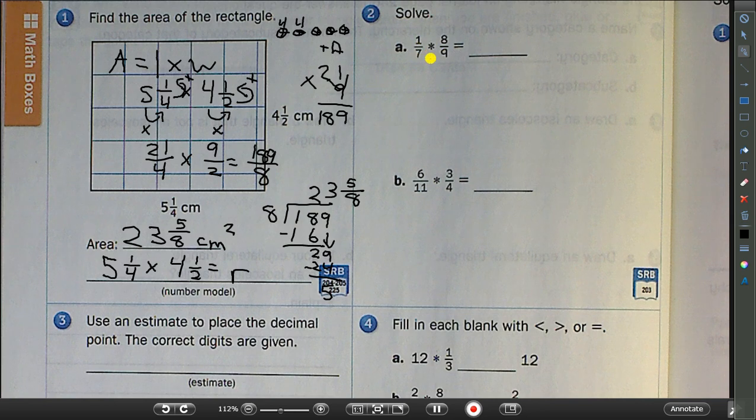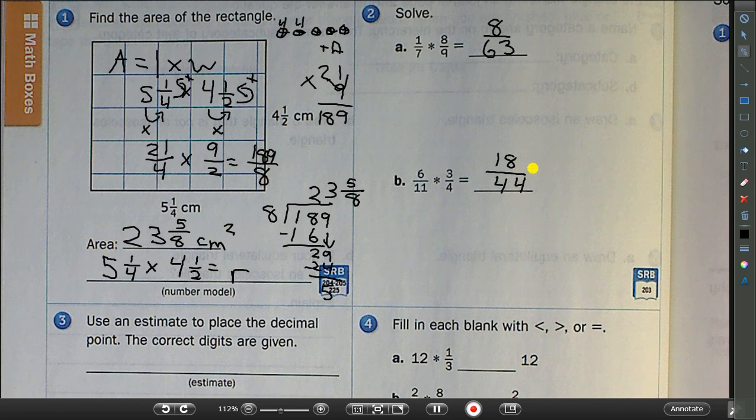When multiplying fractions, you have to have fractions. We do, so now we multiply the numerators. 1 times 8 is 8. Now the denominator, 7 times 9 is 63. And it's not an improper fraction, so we're done. All right, part B. 6 times 3 is 18. 11 times 4 is 44. Not an improper fraction, so we're done.